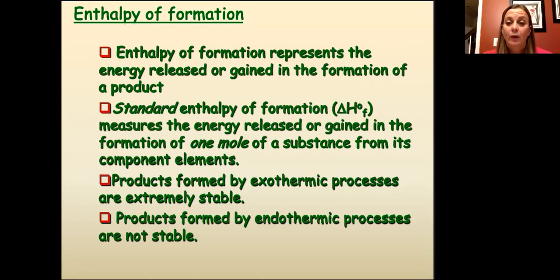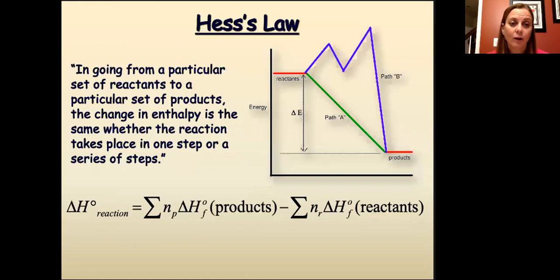Okay, so let's talk about Hess's law. Because enthalpy is a state function, Hess's law says in going from a particular set of reactants to a particular set of products, the change in enthalpy is the same whether the reaction takes place in one step or a series of steps. If we go back to our analogy when we talked about state functions, the path a hiker takes to the top of the mountain doesn't affect the amount of gravitational potential energy the hiker has at the top of the mountain. In the same way, the path of the reaction does not affect the change in enthalpy.